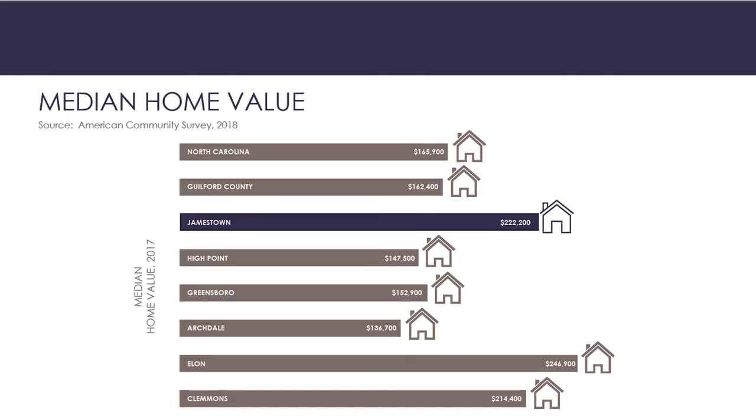In this next section of the presentation, we'll be looking at data pertaining to housing in Jamestown. At $222,000, the median home value in Jamestown is significantly higher than the median value in Guilford County as well as the state as a whole. Among its neighbors and regional peers, Jamestown has a higher value than Greensboro and High Point, while it is generally in line with those found in its regional peers of Clemmons and Elon.